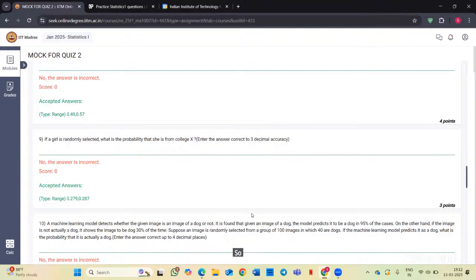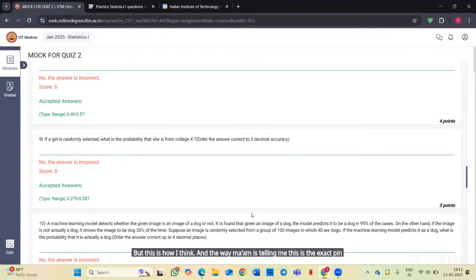So what are you getting? No, that's not the way. But this is how I think, and the way ma'am is telling me, this is the exact pain point for me. That's why I'm not able to understand. 95% is not of that. It's of a different thing. No, no.